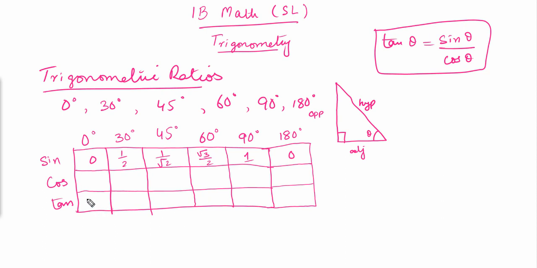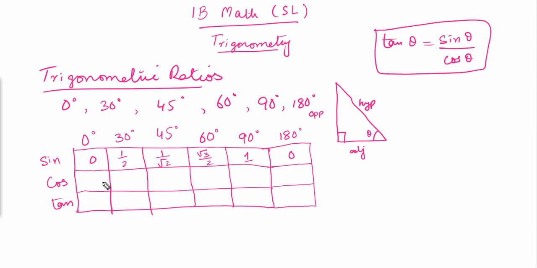Now in order to write down the values of cos, we'll start from the values of sine. If sine of 0 is 0, then cos of 90 is 0. If sine of 30 is 1 over 2, then cos of 60 is 1 over 2. If sine of 45 is 1 over root 2, cos of 45 is also 1 over root 2. Sine of 60 is root 3 over 2, so cos of 30 is root 3 over 2. And sine of 90 is 1, so cos of 0 is 1.